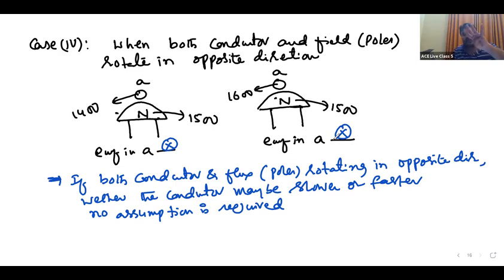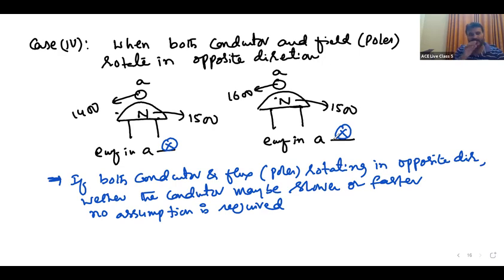Therefore, we have taken 4 cases. These 4 cases exist in the entire electrical engineering. If you have an idea about these 4 cases, no other rule is required. Fleming's right hand rule is enough. And all these 4 cases you have to see. When the conductor is rotating, no assumption is required. In the case where the conductor is stationary, you need to assume the opposite direction.